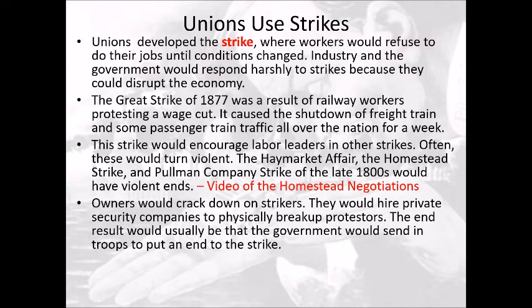Owners would crack down on strikers. They would hire private security companies to physically break up the protesters. And so you'd have little wars going on between the protesters, the strikers, the labor unions, and the private security companies that the owners had hired. The tycoons like Rockefeller and Carnegie, and Carnegie's partner Henry Frick, would hire them to break up and shut down the strikes.